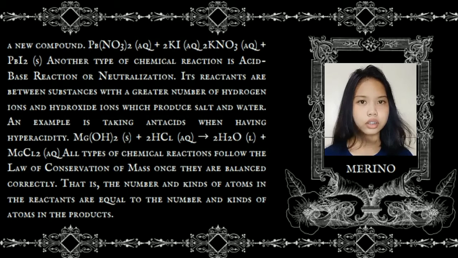Another type of chemical reaction is the acid-base reaction or neutralization. Its reactants are substances with hydrogen ions and hydroxide ions, which produce salt and water. An example is taking antacids when having hyperacidity.